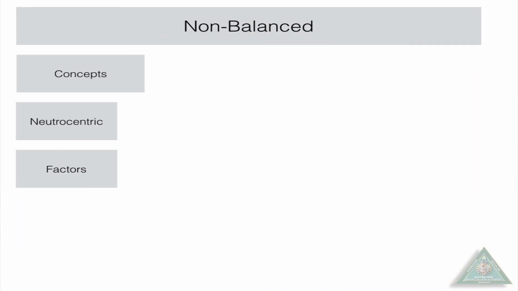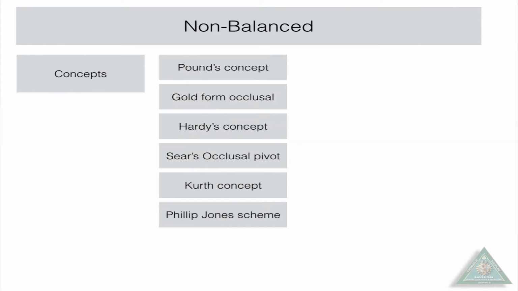We'll see about non-balanced occlusion. Balanced occlusion refers to the posterior tooth contact during eccentric relation. So non-balanced occlusion is when there is no posterior tooth contact. Anything which does not have posterior tooth contact in dentures is called non-balanced occlusion. There are various concepts in non-balanced occlusion as well.